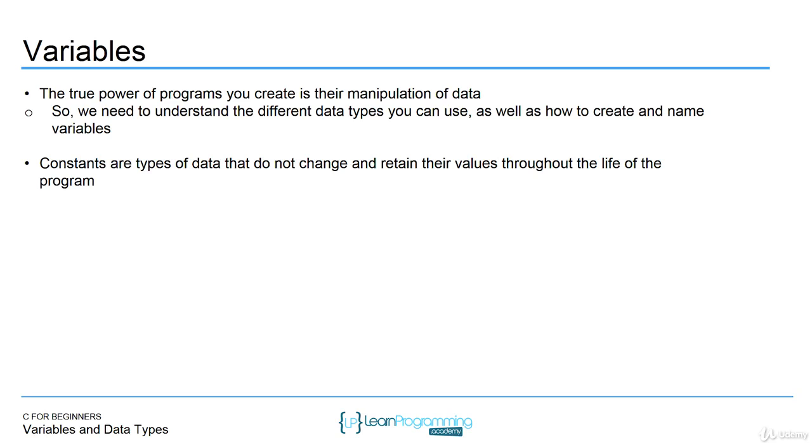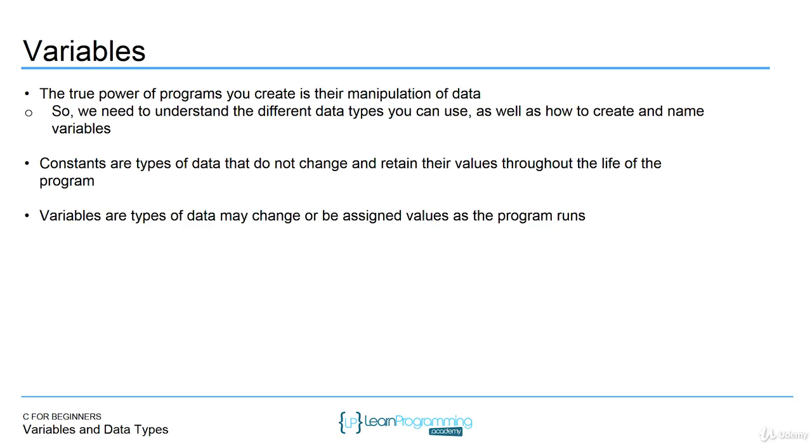Constants are types of data that do not change. They're always the same. They retain their values throughout the life of the program. So as long as that program is running, that data is always the same. Variables are the exact opposite. They're types of data that may change, and that's why it's called a variable. So values can change throughout the lifetime of the program, different values for that variable.